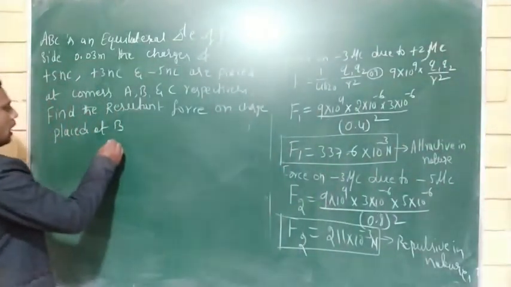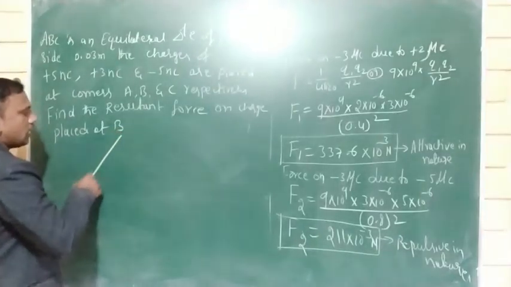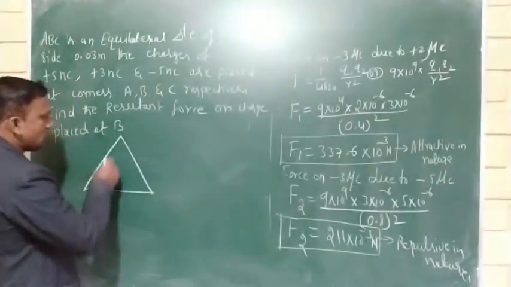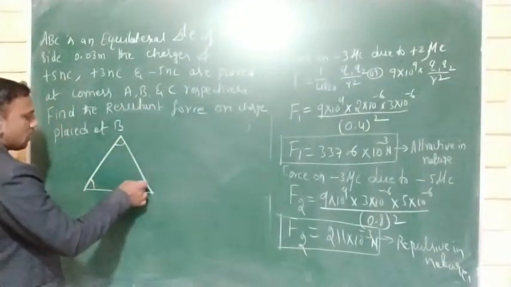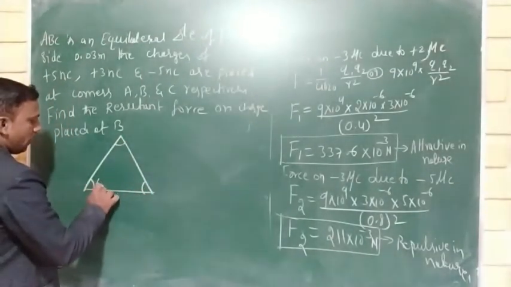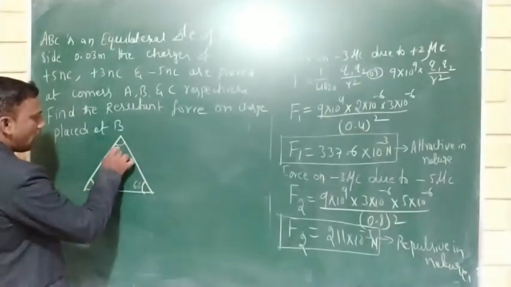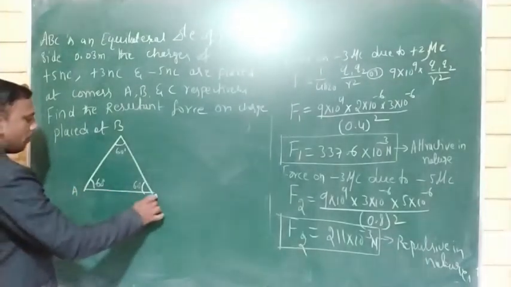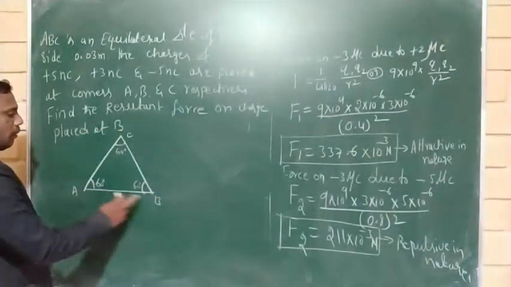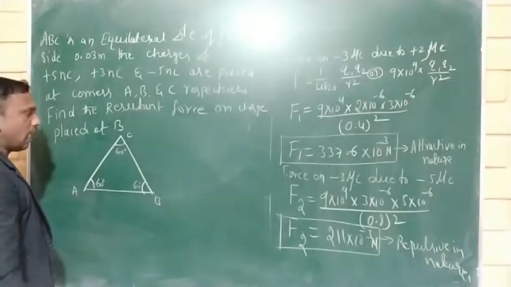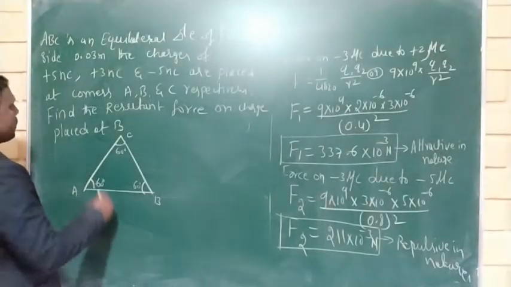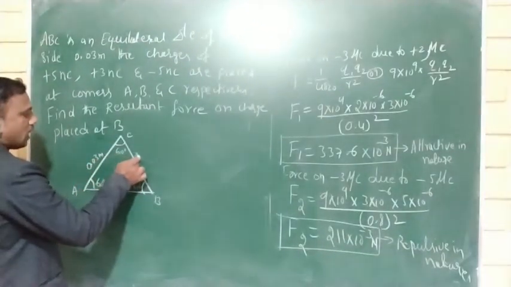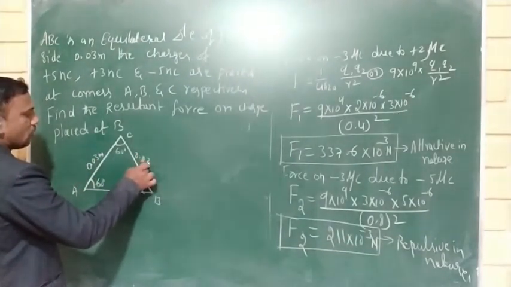Here it is an equilateral triangle. All three sides of the triangle are equal in length, and the angles are also equal: 60 degrees, and this is also 60 degrees. A, B, C form an equilateral triangle of side 0.03 meter. Each side of the triangle is 0.03 meter.